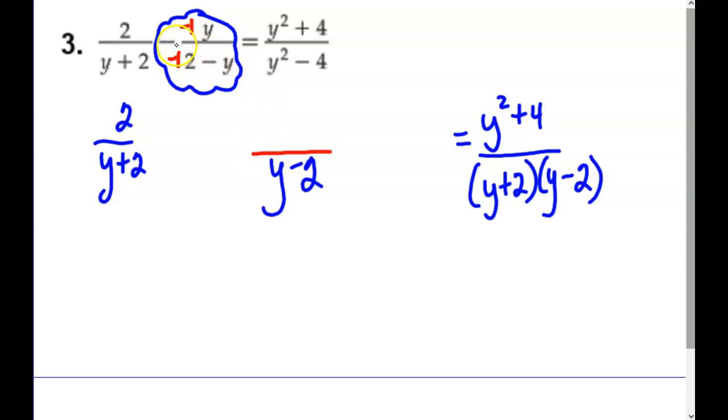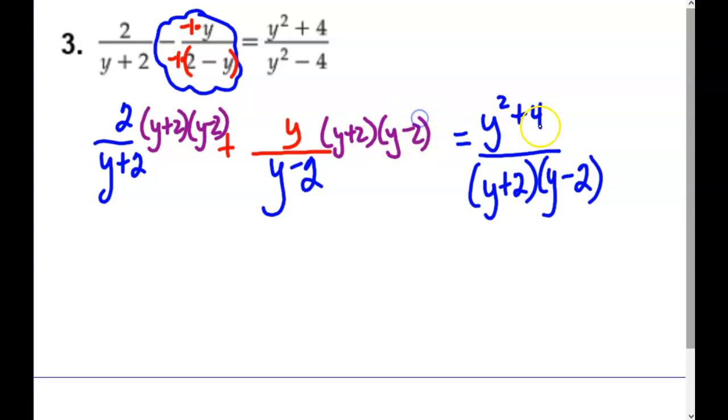So what's going to happen to the top? Instead of minus -1y, can we just write that as plus y? All right, that's allowed. You can multiply top and bottom by -1, change the signs. Okay, now this is our new problem. And what is the common denominator we're going to multiply each term by? Both a y plus 2 and a y minus 2. And I'm thinking some of you are already figuring out how to write these down with less work.